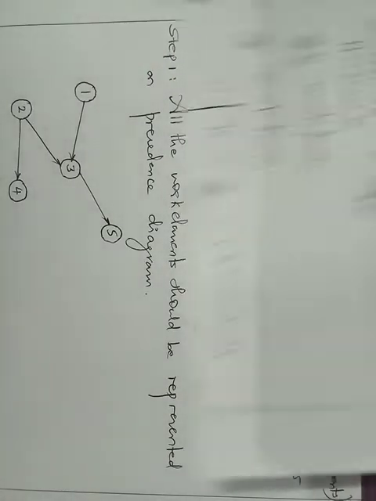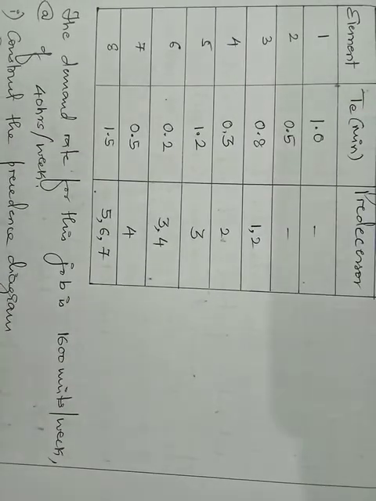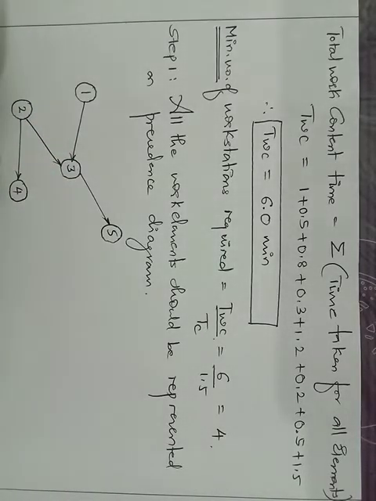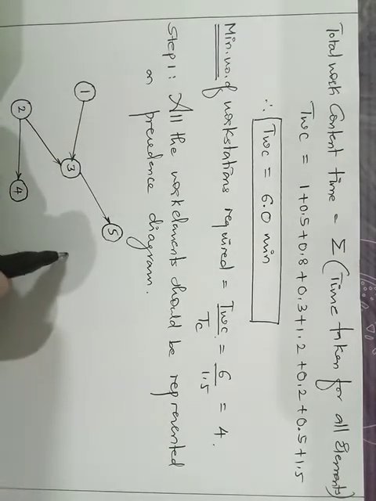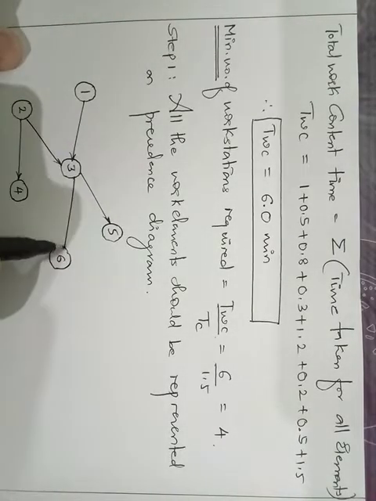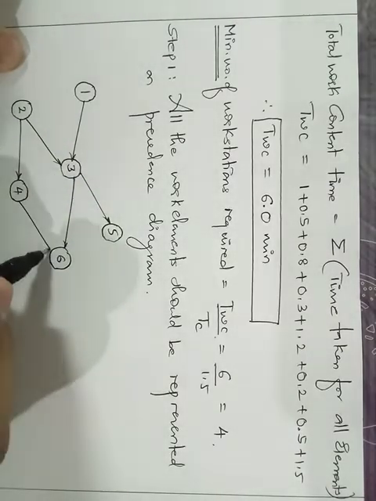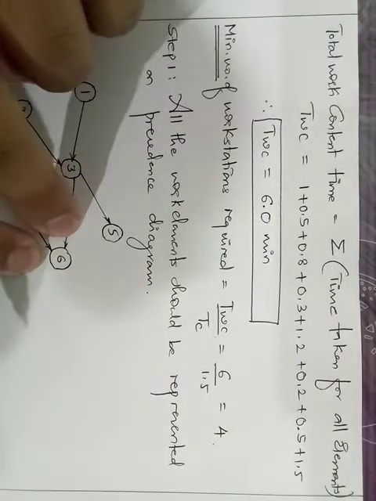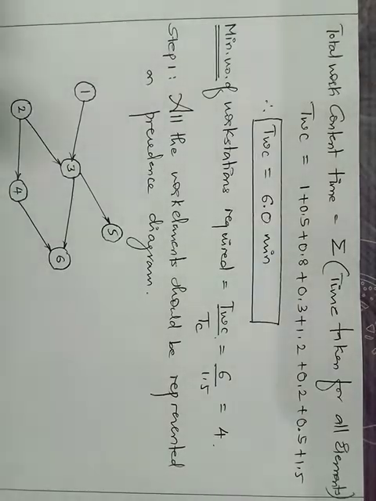Next, for work element number 6, the predecessors are both 3 and 4. So what does it mean? Only after I complete 3 and 4, I can go for work element number 6. If you check the diagram, 3 and 4 are already done. Next I can go for 6. So I'll show work element number 6 over here. This is how you need to show it. After 3 and 4, you are directing it to work element number 6.